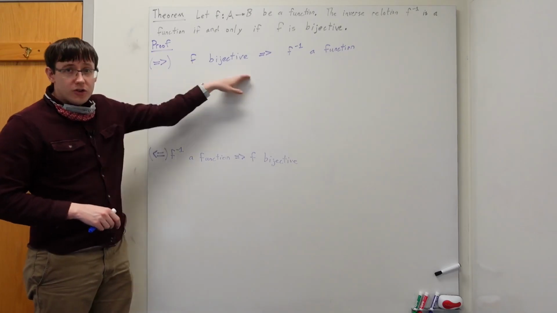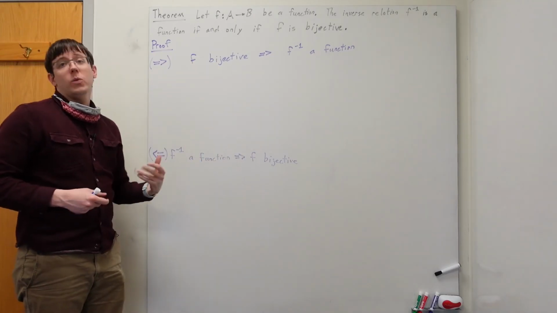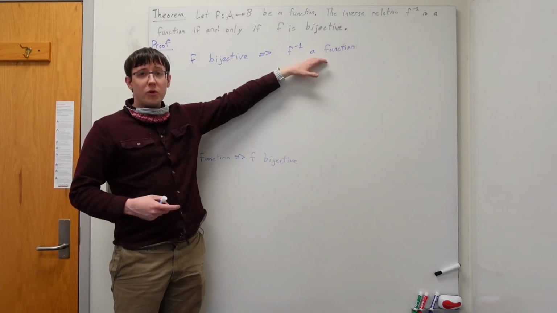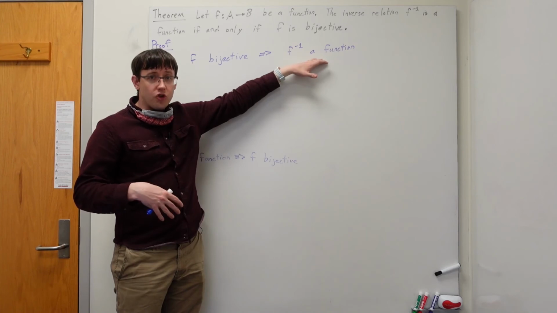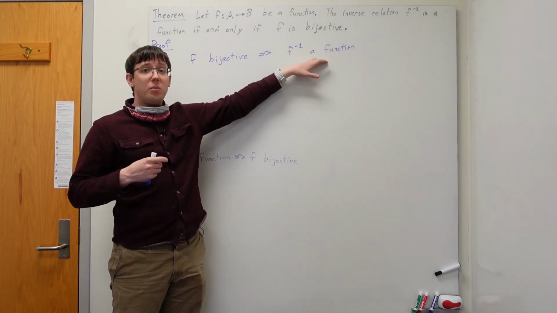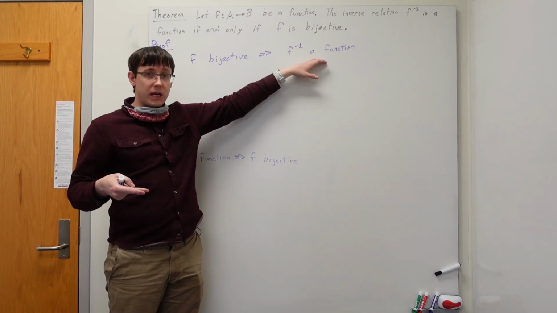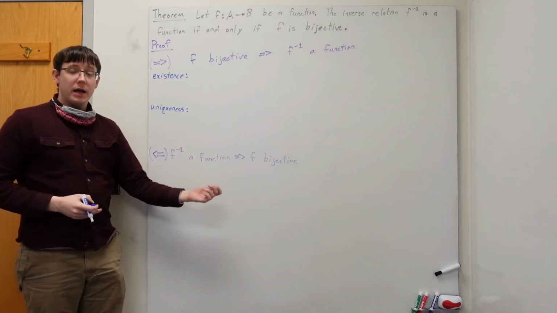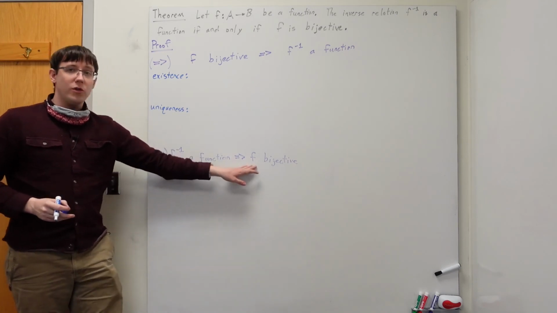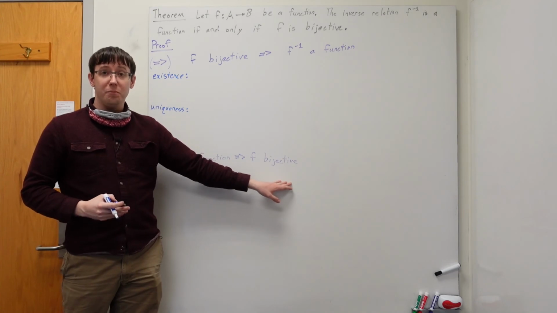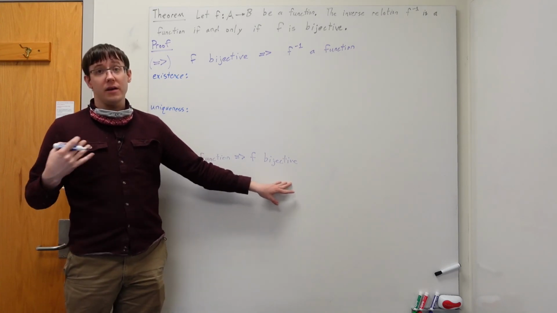And for each of these directions, we actually need to show two properties. To prove that the inverse relation is a function, we need to show that it satisfies both existence and uniqueness. And then for the other direction, to show that f is bijective, we need to show that it is both one-to-one and onto.